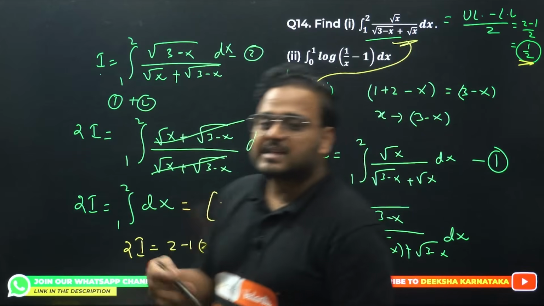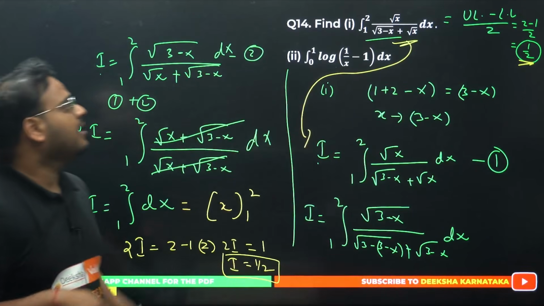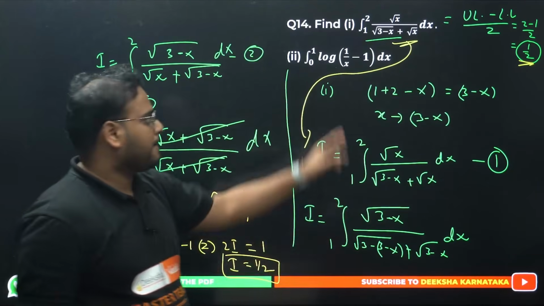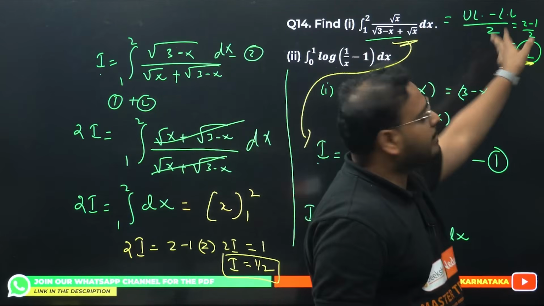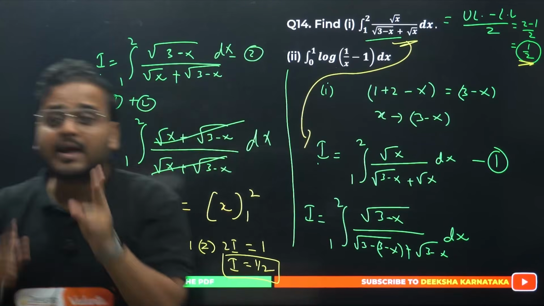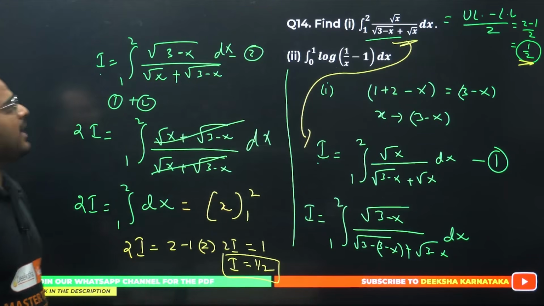So you can write all the steps. Remember this trick. What's the trick over here? Whenever you see a system like this where the expression is cancelable, the answer is the upper limit minus the lower limit, by 2. Always the upper limit of the integral minus the lower limit of the integral, by 2. 14th part 1 is done.